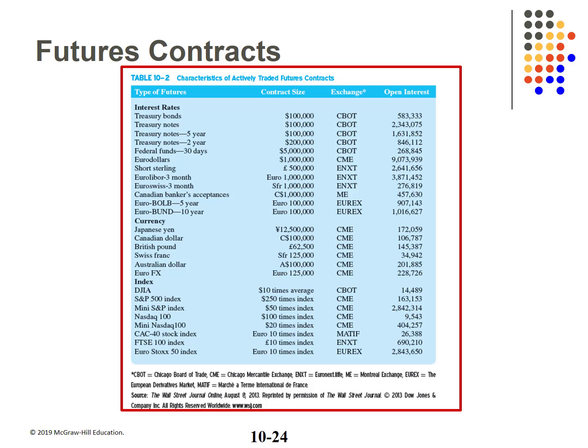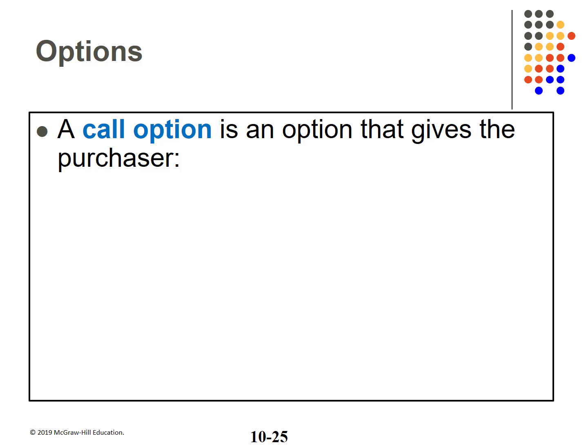This chart shows the variety of futures contracts available: interest rate futures, currency futures, and index futures. The other main form of derivatives is options. They come in two forms, calls and puts.